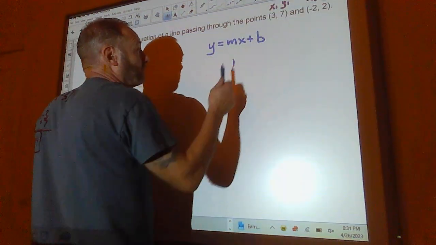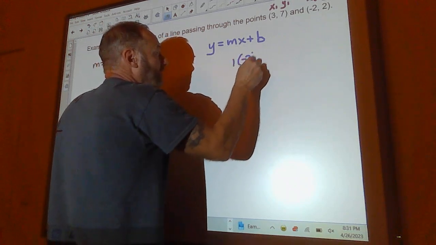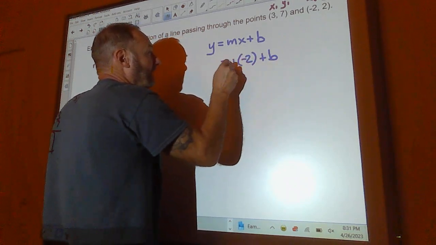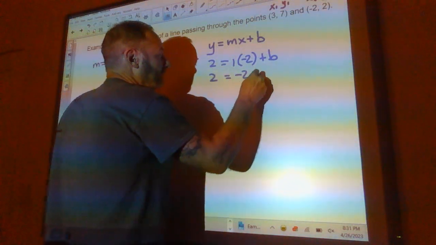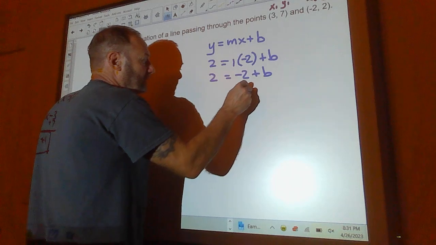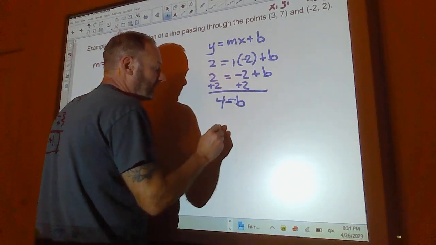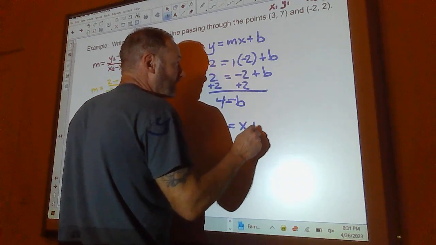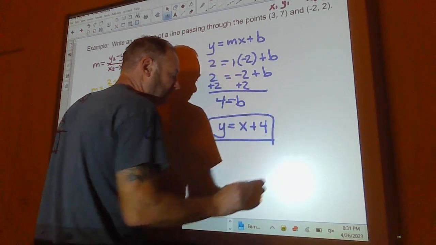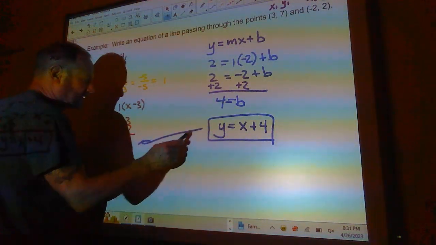And I have an x and a y, so let's choose this one this time. My x would be negative 2. I don't know b, I've got to figure that out. This is going to equal 2. So 2 equals negative 2 plus b. And of course I can add 2 to both sides, and I get b equals 4. And I write my equation, y equals 1x, which is just x, plus 4, and I'm done. Hey, I got the same thing. Look at that. Amazing.